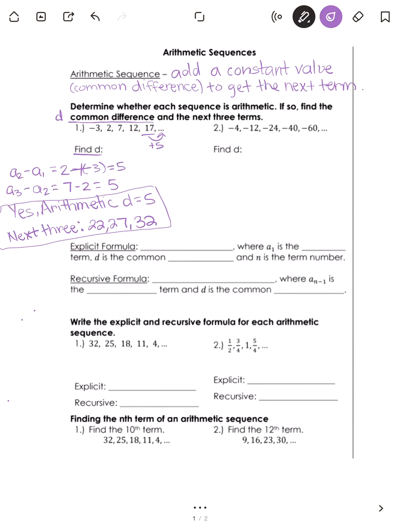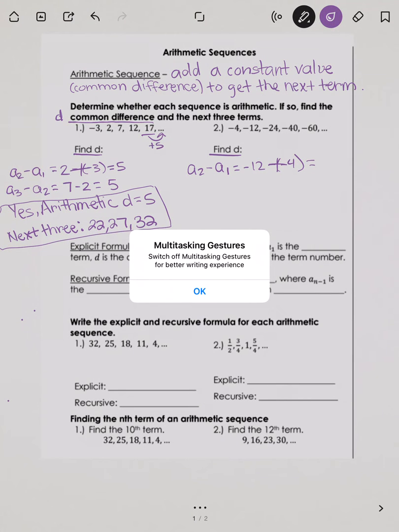Looking at example 2, we have a new sequence: -4, -12, -24, -40, -60. Again, we need to see if there is a common difference. So I like to take the second term minus the first term. -12 minus a -4. Again, two negatives make a positive. When I subtract those, I get -8.